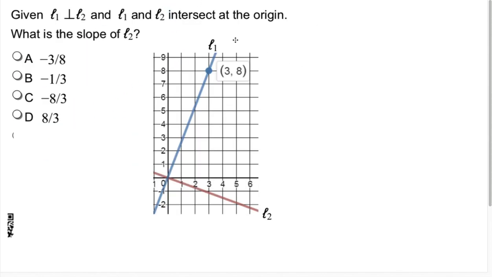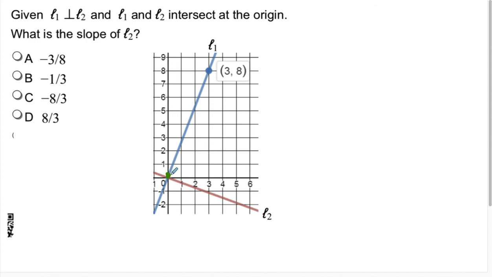It says, given line 1 is perpendicular to line 2, and line 1 and line 2 intersect at the origin, then what is the slope of line 2? Okay, so remember, we have to calculate the slope first of line 1, so let's do that. Let's pick 2 points that are easy to see. So they pick this point already, and it looks like this point right here, okay?